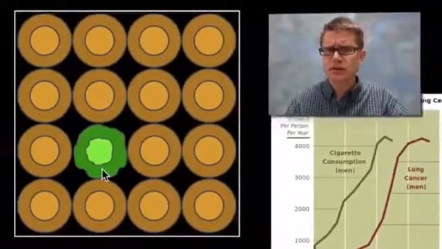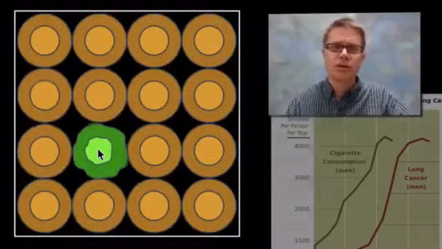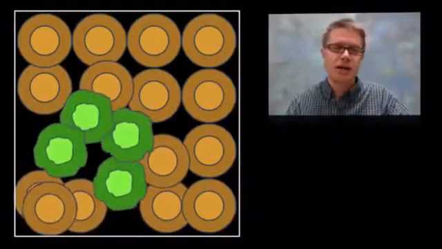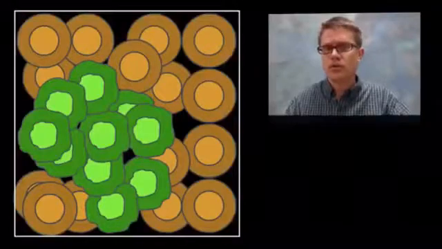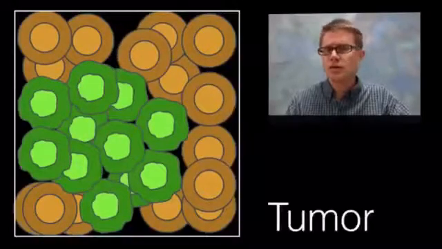Now, what does a cancerous cell do? It doesn't matter that there are cells around it. It's simply going to divide and divide and divide over and over and over again. And eventually what you create is a tumor.